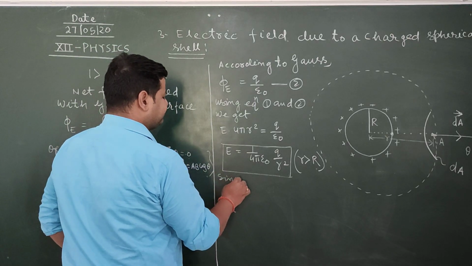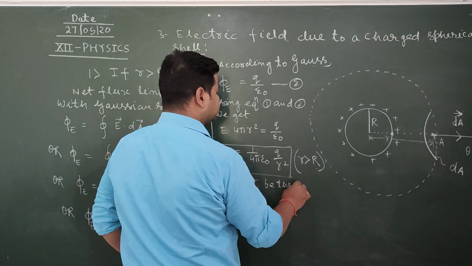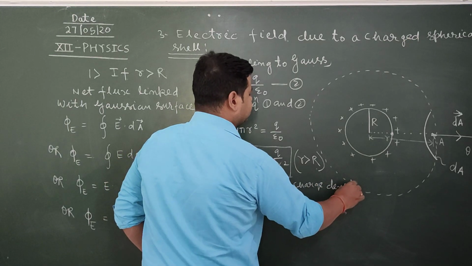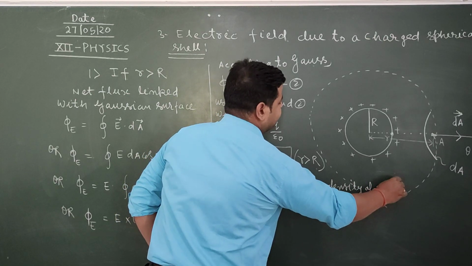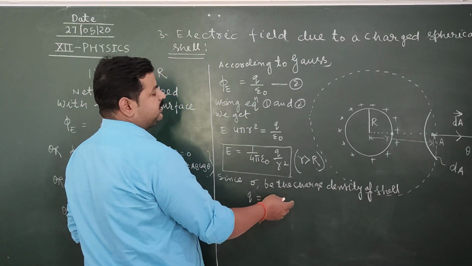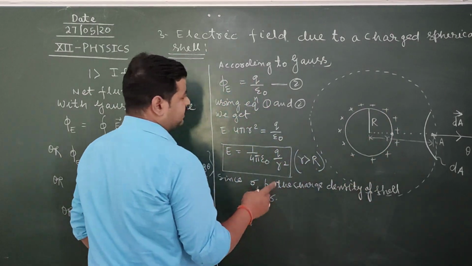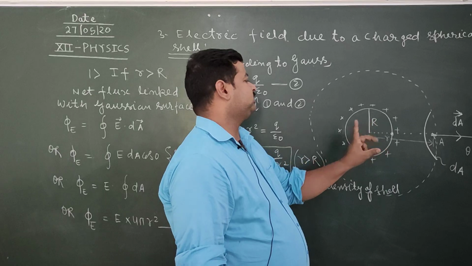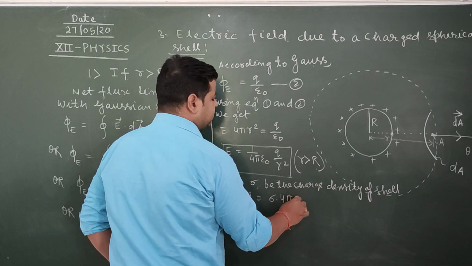Since sigma is the charge density of the cell, therefore Q is equal to sigma into A, but here A is equal to 4 pi R square, capital R square, not small r square, because the charge is distributed on the cell having a radius capital R. So here we write Q is equal to sigma into 4 pi R square.